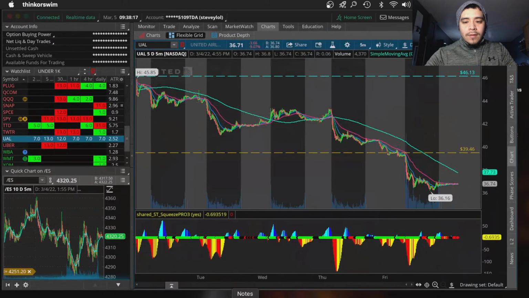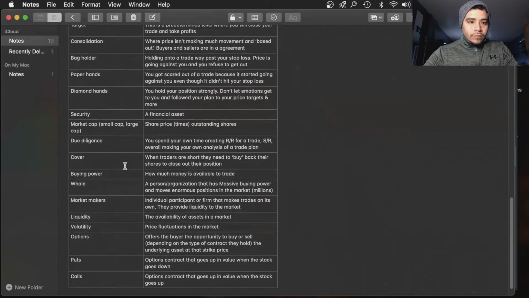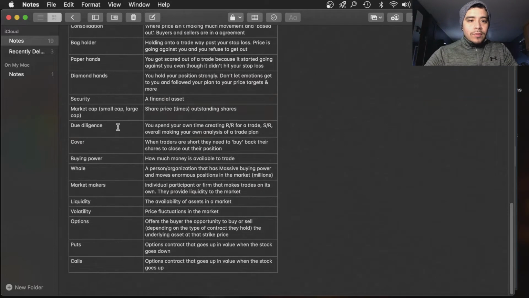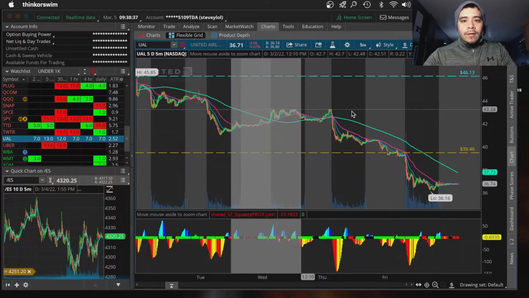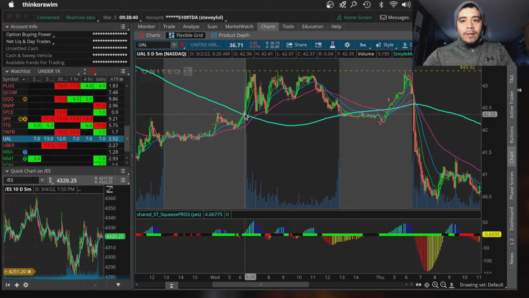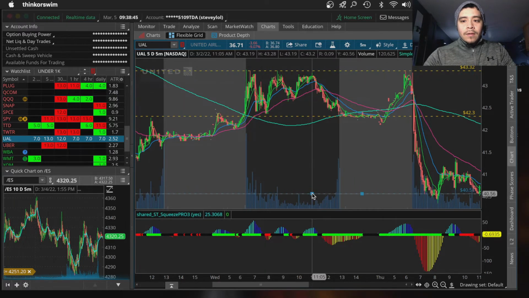Okay, we're almost done. So due diligence: you spend your own time creating R&R, risk to reward for a trade, and you create support and resistance, overall making your own analysis of the plan. That just means you are in here creating a plan of the trade. I'm gonna get in right here. I'm gonna take shorts for a target here and a stop loss here.